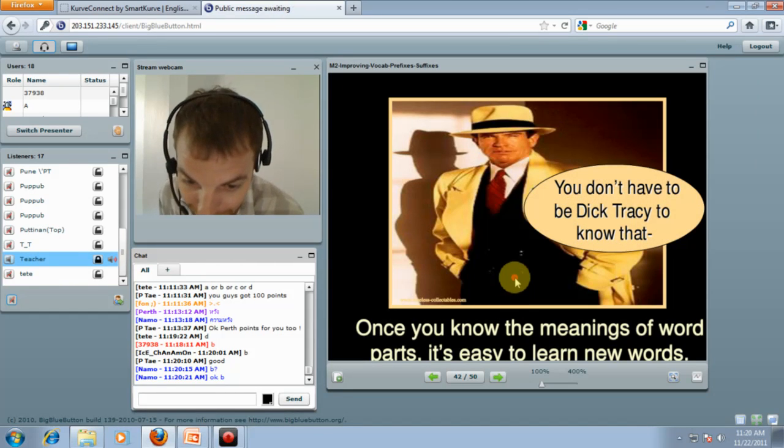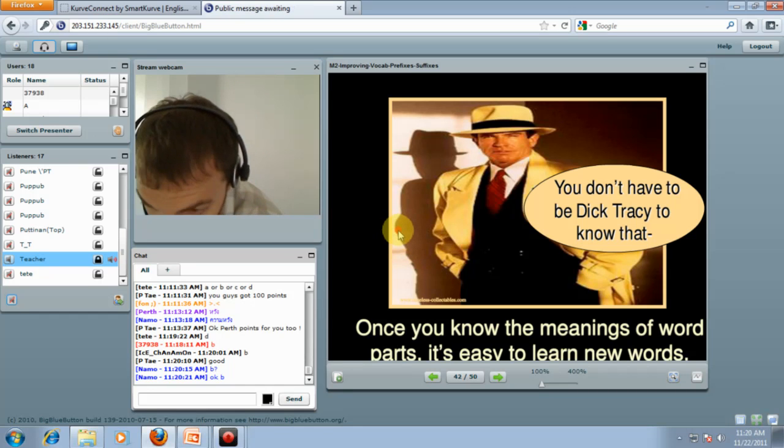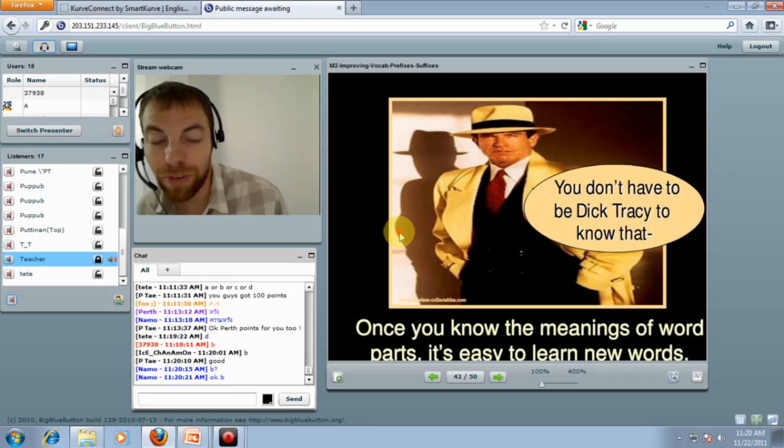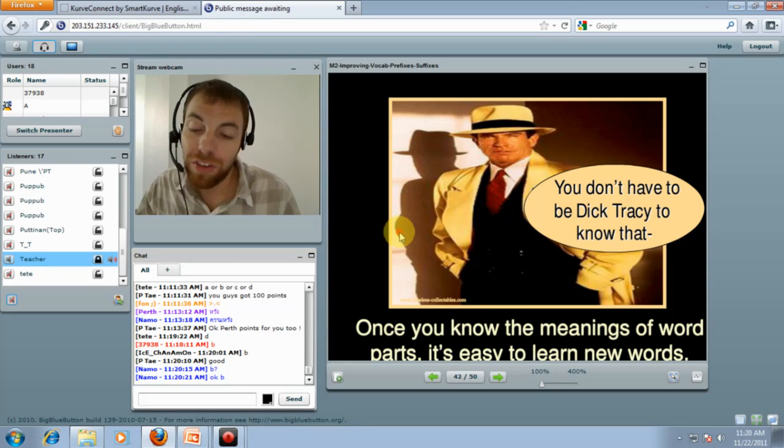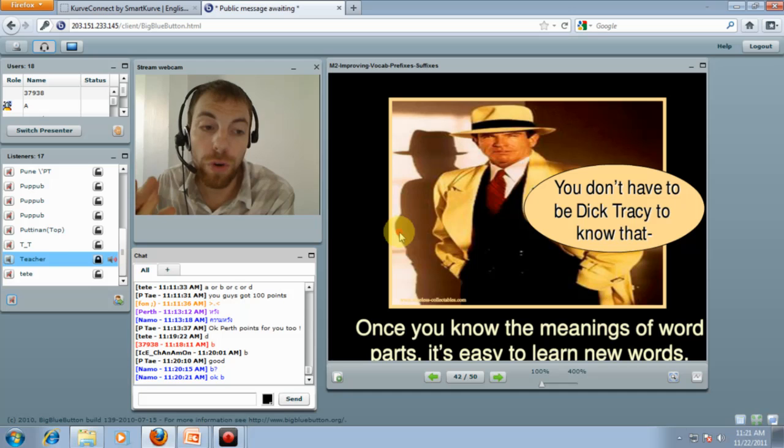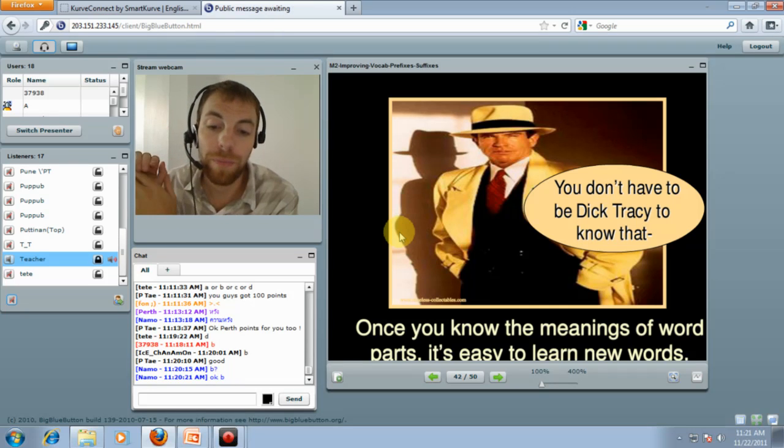Alright. Cool. Once you know the meaning of a word, it's easy to learn new words. So this is what we've been learning all today. It's very important to remember that learning the prefix and the suffix can help you learn new words and remember the meaning of other words that you know.